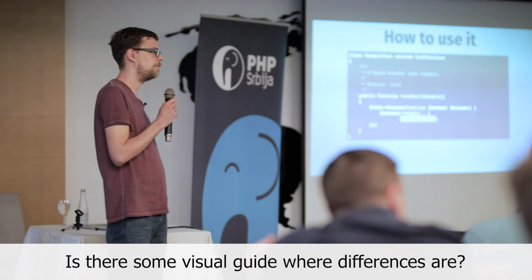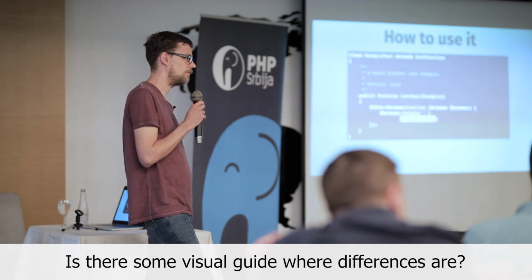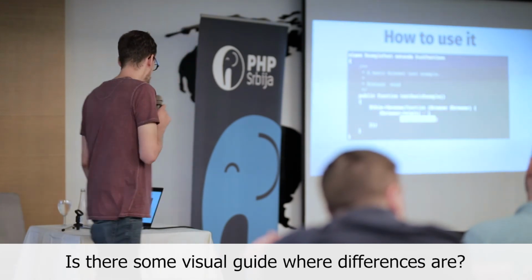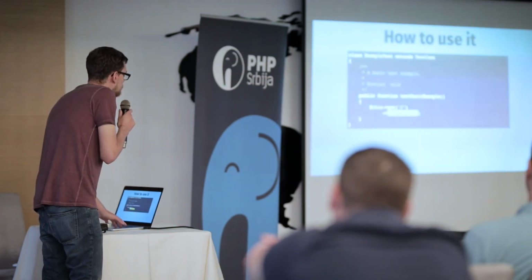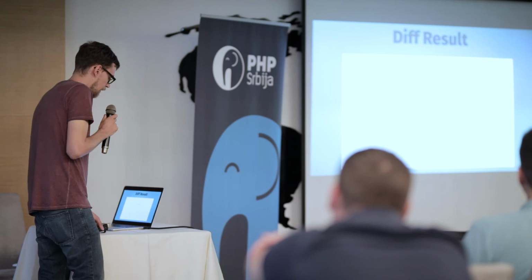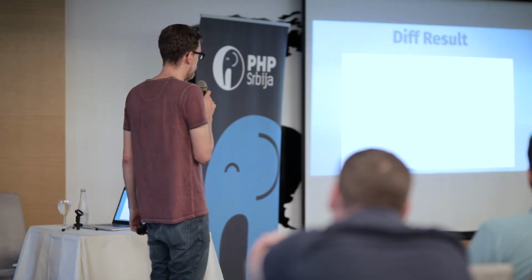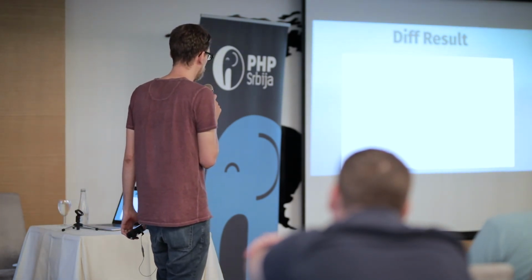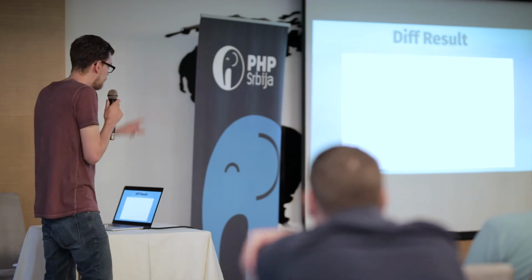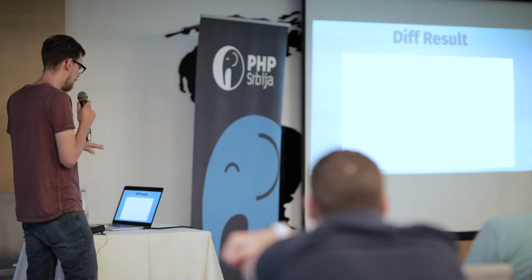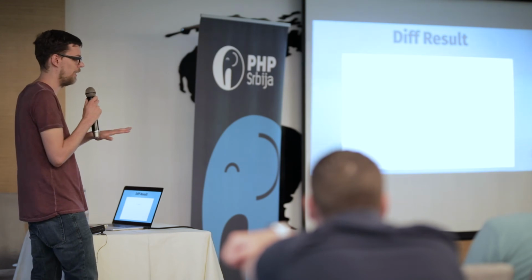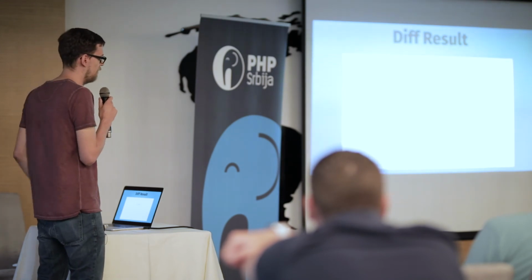Is there some visual guide where the differences are? Yeah, it's a bit hard to see on the beamer, but you see underneath, the red line is the diff. That's what changed, and you don't see it on this screen at all, but underneath it, half transparent, you see the whole page. You just don't see it on the beamer.